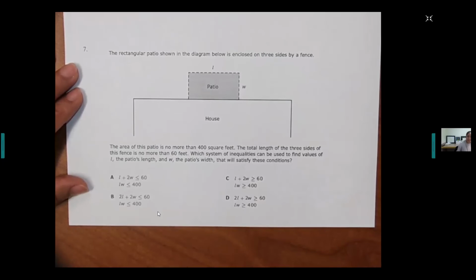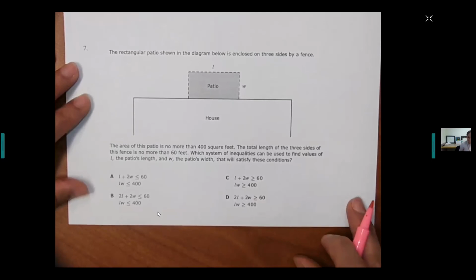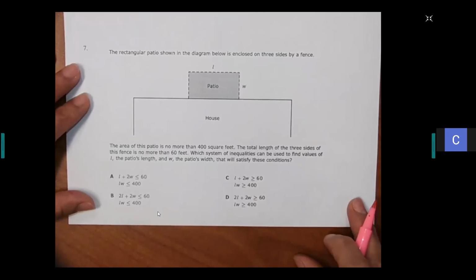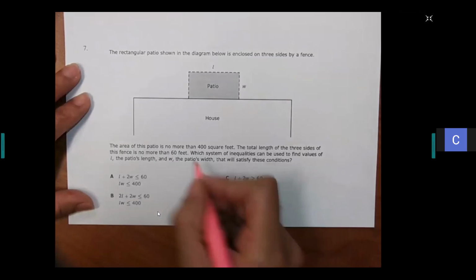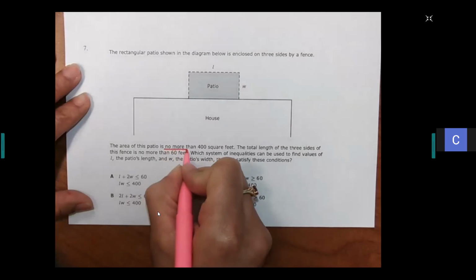Awesome. Thank you, Ms. Dallas. So as you read through that problem, did you pick out any keywords that are going to help us set up the equation or the inequalities? Sorry. Yes. I'm going by sentence. The first sentence, it says no more than 400 square feet. No more than.